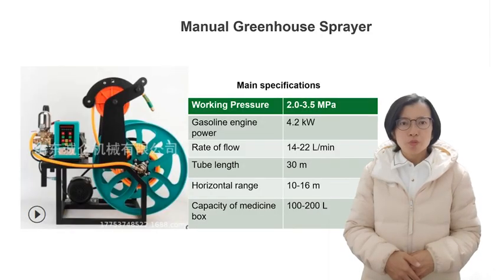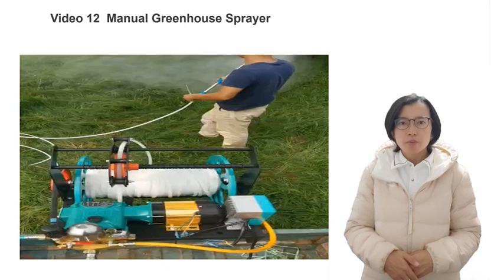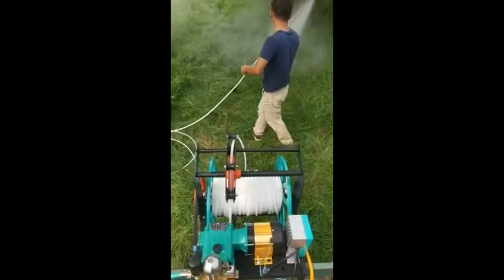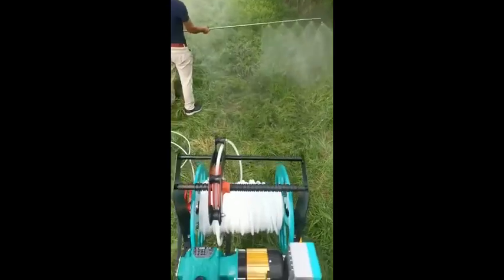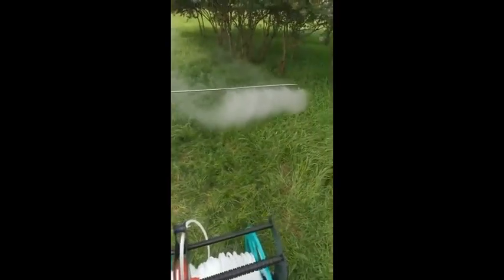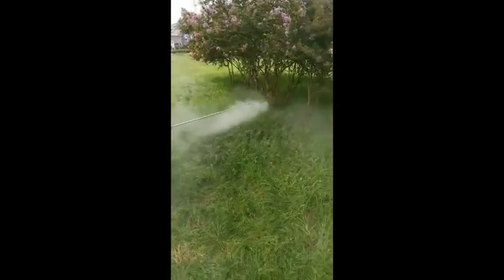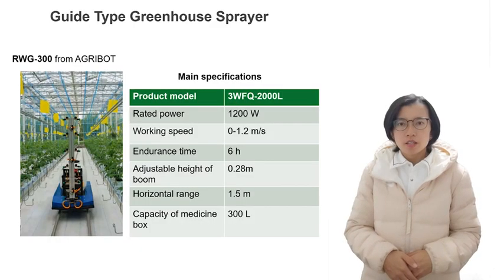Also a manual greenhouse sprayer. The capacity of medicine box is 100 to 200 liters. Let's see how the manual greenhouse sprayer works. This is a guiding type greenhouse sprayer. There is a reel for it. The capacity of medicine box is 300 liters. It is larger than the last one.